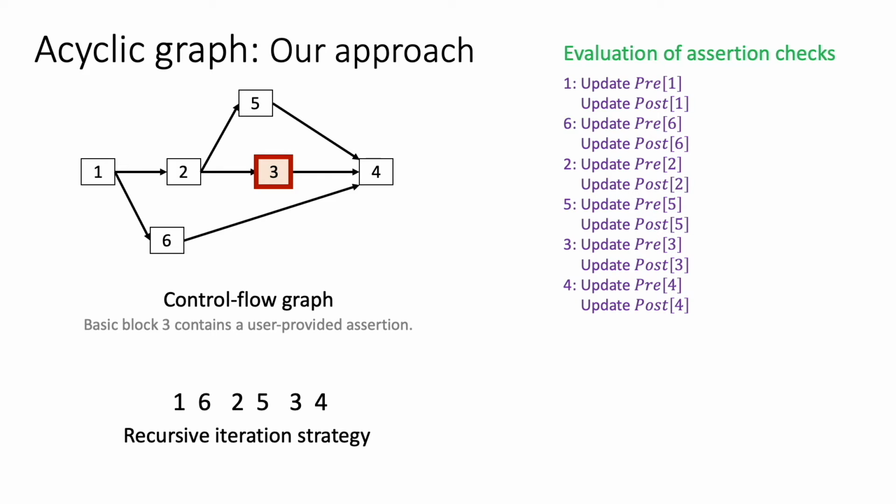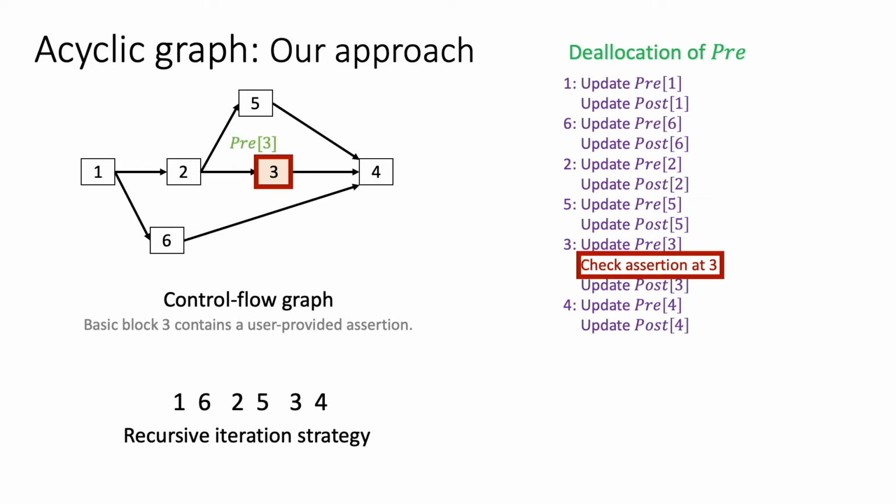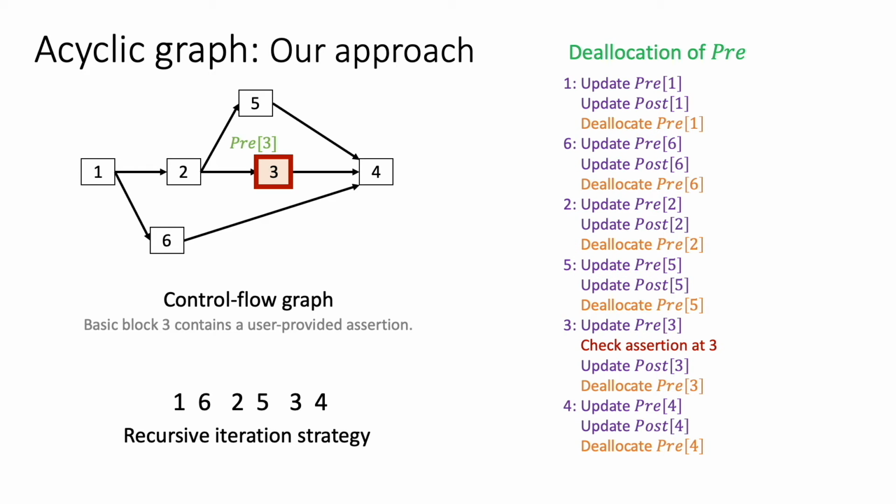For determining the evaluation point for assertion checks, consider the assertion check at 3. Pre-3 is used to evaluate the assertion. Because this instruction is where pre-3 is last updated, assertion check at 3 can be evaluated after the instruction. Because this instruction has been hoisted, the deallocation can also be hoisted. Because there are no assertion checks for the rest of the basic blocks, the allocation of pre's can be hoisted as well.